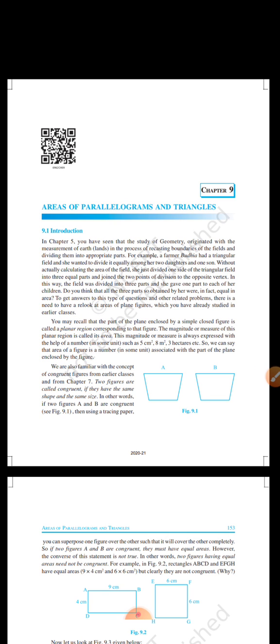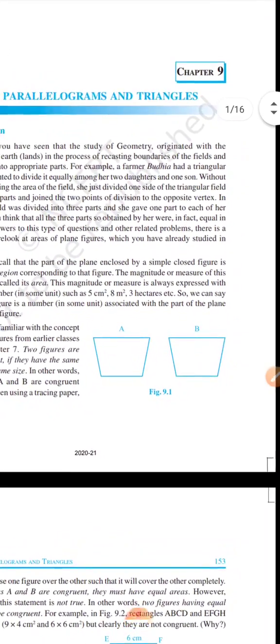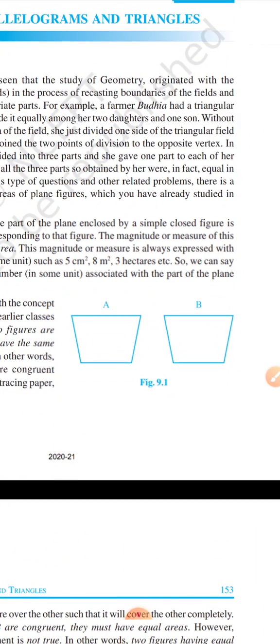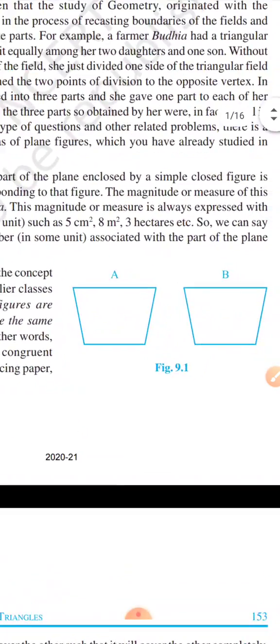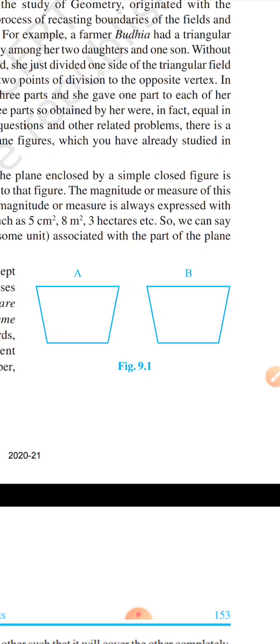So let's now first of all discuss a quadrilateral. Suppose A and B are two quadrilaterals, right? If these two quadrilaterals are congruent, quadrilateral A is congruent to quadrilateral B, so what else will be the same in this case will be the area of both these two quadrilaterals.